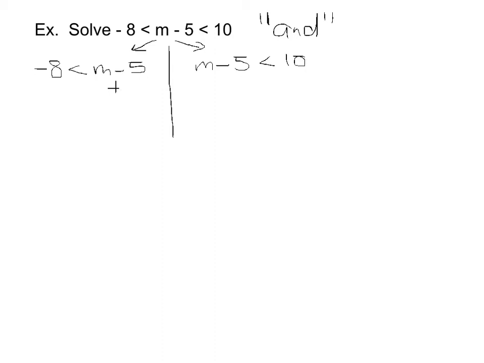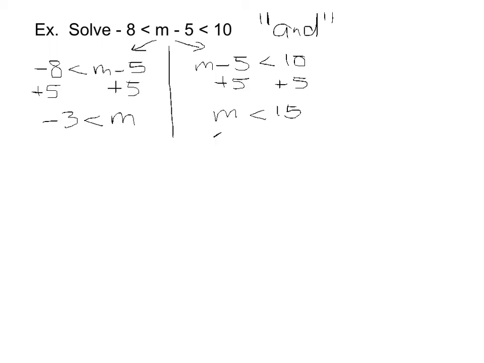Now, as you can see, we're going to solve these separately, but then we're going to put them back together again. So let's add 5 to both sides of this inequality. We'll get negative 3 is less than m. On the right-hand inequality, I'm going to add 5 to both sides. And so we're going to end up with m is less than 15.